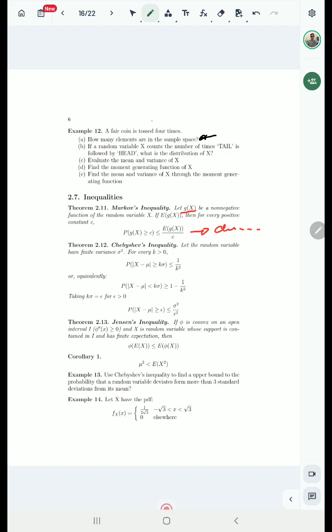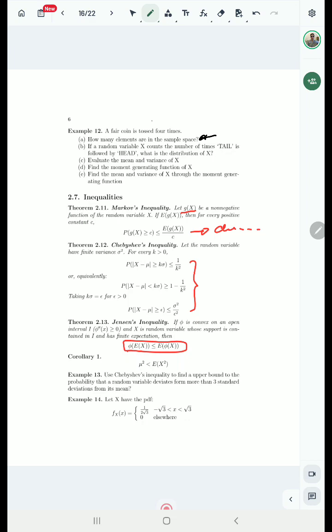The second thing is Chebyshev's inequality. It actually has three forms. You have to be careful with these three forms. And then you have Jensen's inequality. If you have a convex function and x is a random variable, in that case, the function of the expectation should always be less than or equal to the expectation of the function.